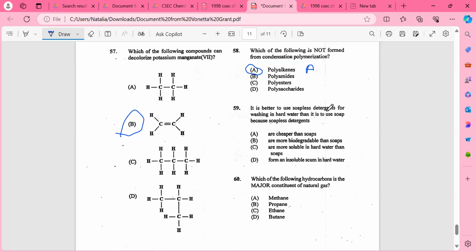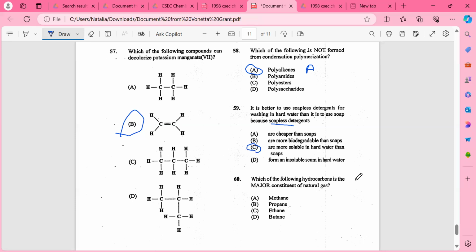It is better to use soapless detergents for washing in hard water than it is to use soaps, because soapless detergents are going to, all right? So soapless detergents are cheaper than soap. Soapless detergents are more biodegradable than soap. Not true. Is more soluble in hard water than soap. So the answer is C.